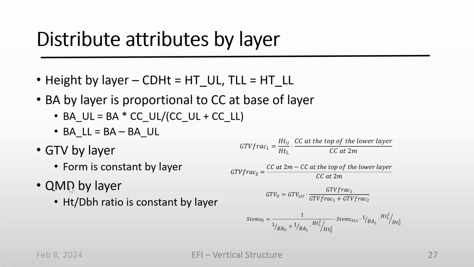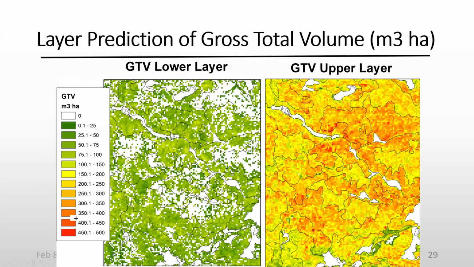To estimate quadratic mean diameter by layer, we made the further assumption that the height diameter ratio is constant by layer. That allowed us to get our main attributes partitioned by layer, and stems just falls out of basal area and quad mean diameter. So again, we can generate rasters of gross total volume by layer, for the lower layer and for the upper layer. So we've got the rasters, then we need to move to the polygons.